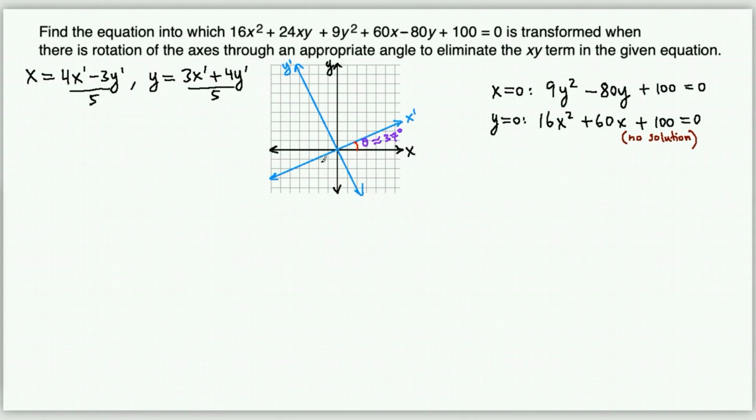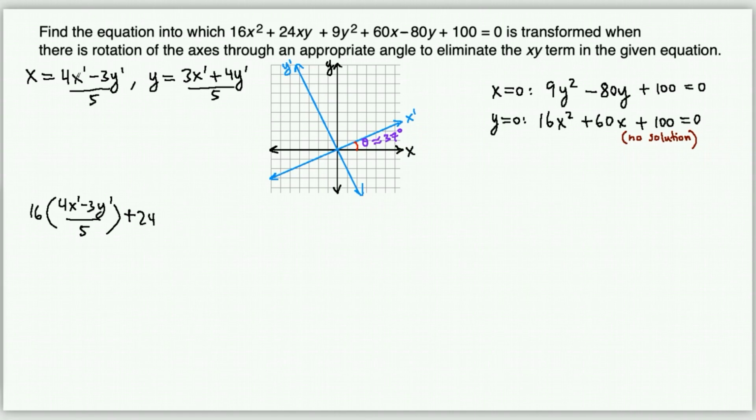All right, and I'm going to explain to you at the end why I am using this and what this means on the right side. So first, let's do the work. We're going to take 16 and put x squared in terms of the x prime and y prime substitution. So that's going to be 4x prime minus 3y prime divided by 5, squared. That should be clear. Plus 24xy.